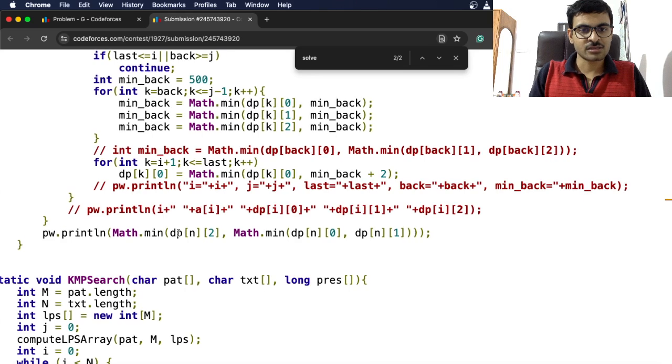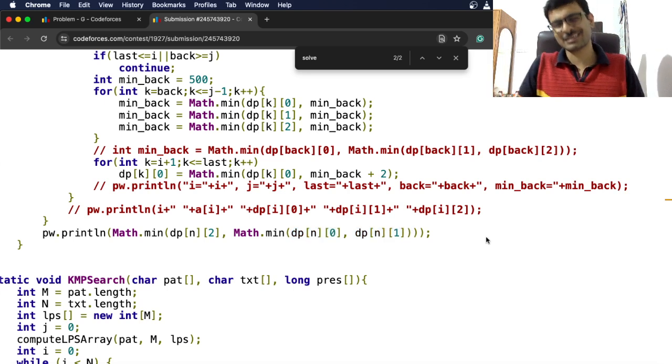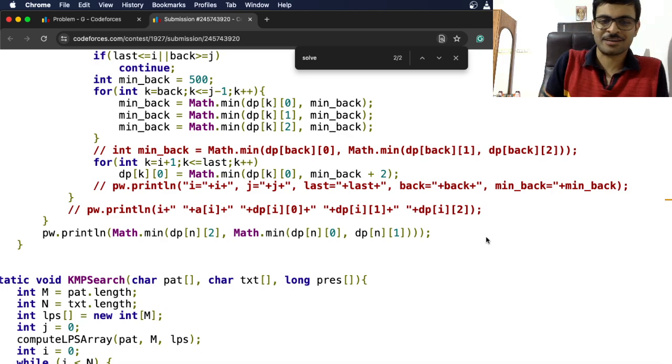And then what is the answer? It is the minimum of all of these. We can strike out one of them, maybe dpn2 is not needed. dpn0 and dpn1 are sufficient. Because last element going to the right, what does it mean? To the left is also sufficient. So yeah, that's it.